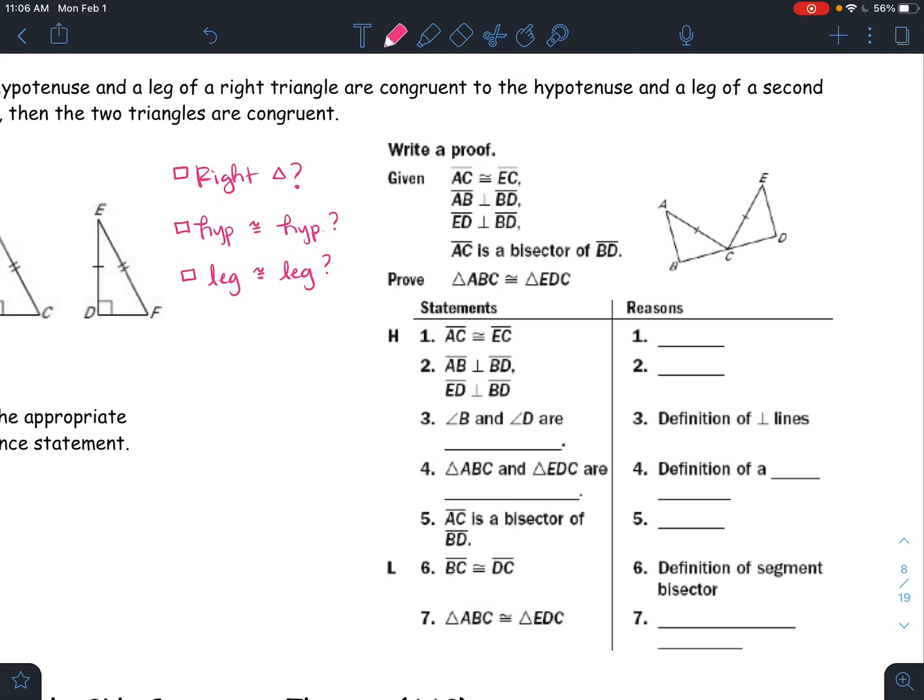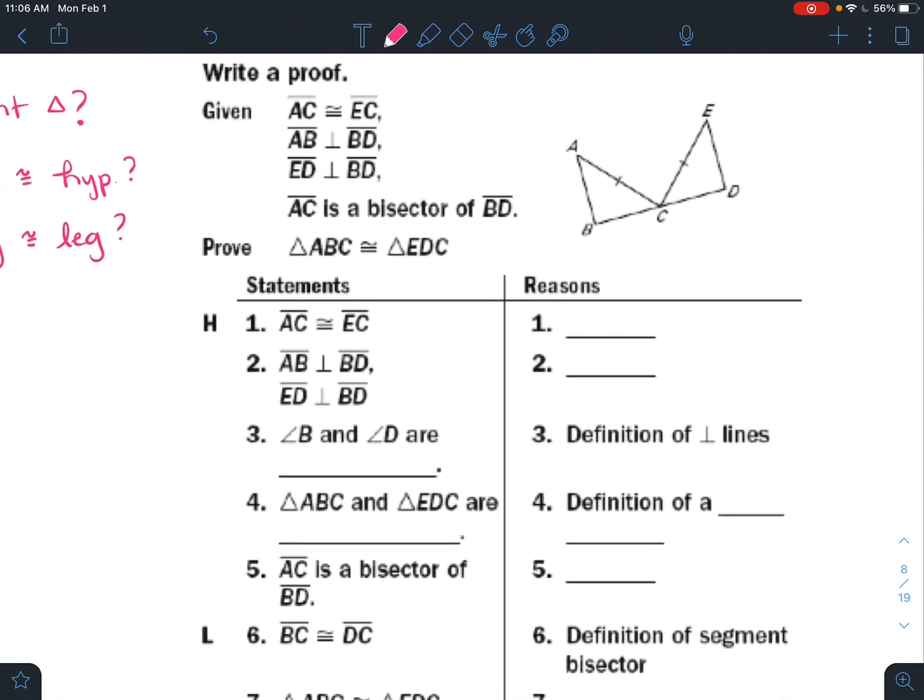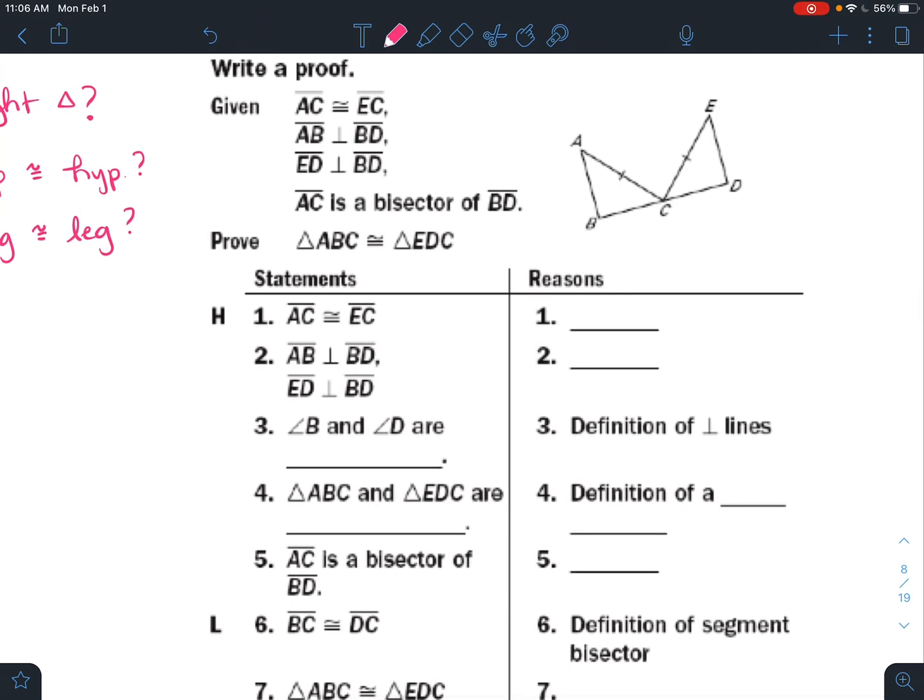So if we take a look at this picture over here, we are given that AC and EC are congruent. And we are also given that we have some perpendicular lines. So AB is perpendicular to BD. I'm going to go ahead and mark that as perpendicular. And ED is perpendicular to BD. Those are also given to us.